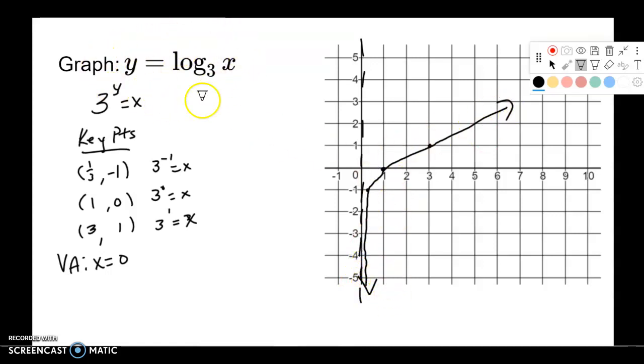This is a parent graph. Okay, there's no transformations on it or anything like that. We're going to talk about transformations in one moment. But this is a parent graph, and this would be the first thing that you'd look at to get your key points and start with your vertical asymptote for this graph at x equals 0.